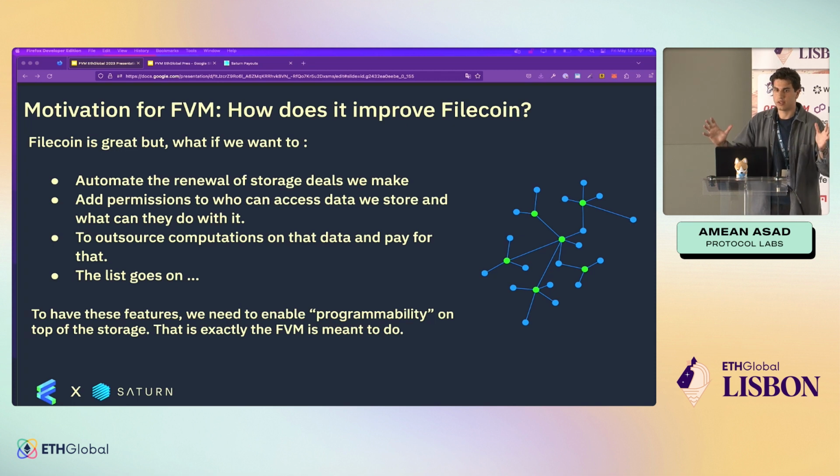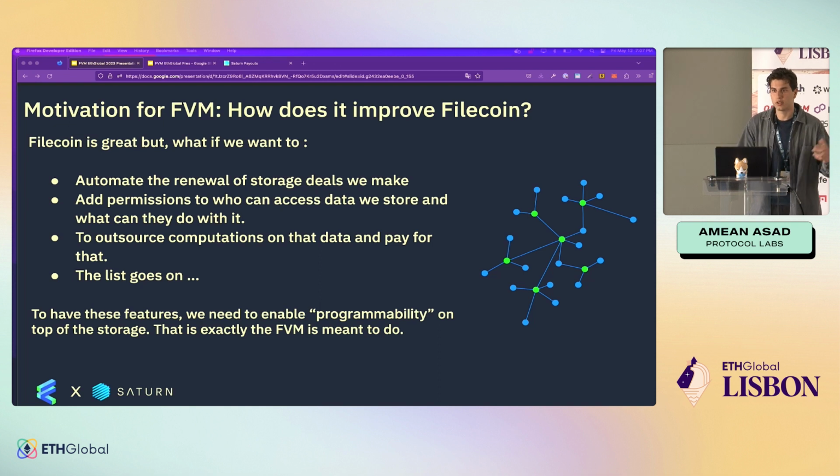Another example is a developer. Let's say you're trying to build an application on top of Filecoin that's a photo album application. A natural feature of a photo album application would be to add permissions: who can access a certain album, who can edit images on the album, who can upload images to an album. So if you have a storage network like Filecoin and you want to build something on top of that, how is that possible with such a feature? Another example is, let's say you're a researcher.